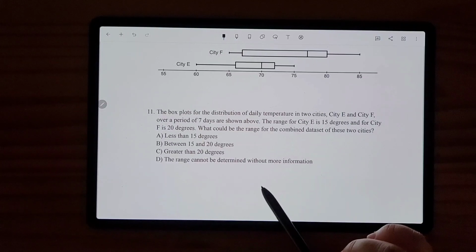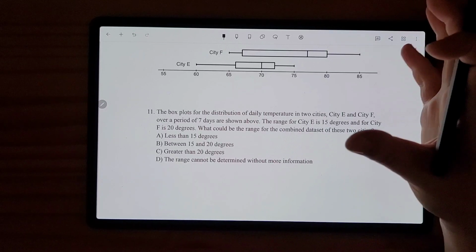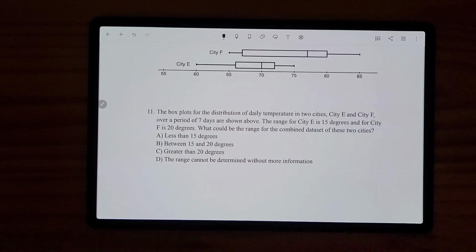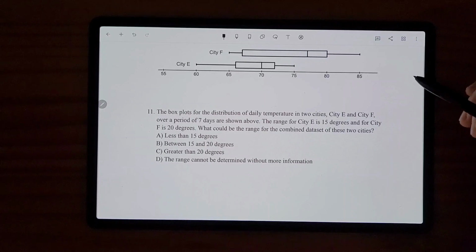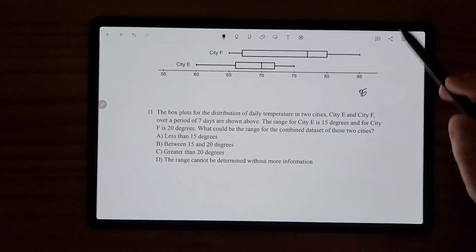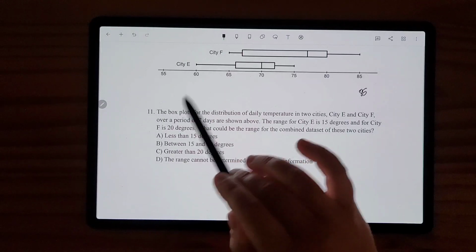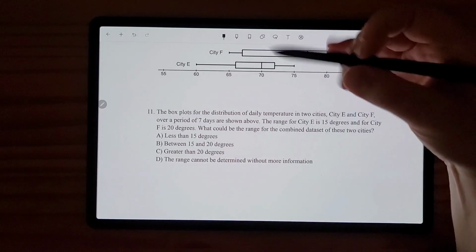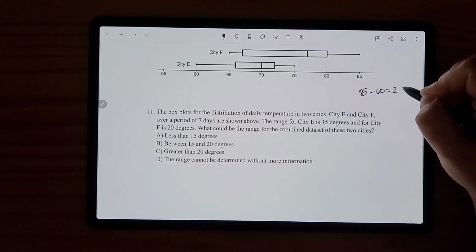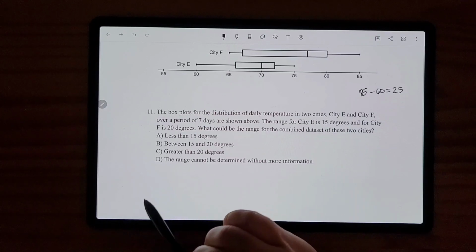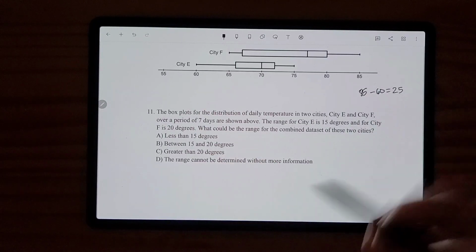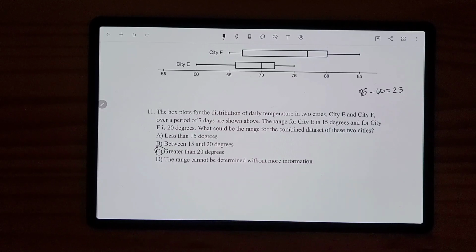Now we're trying to find the range for the combined data set of these two cities. So if we combine the data sets, let's think what is going to be the overall max and the overall min, because range would be max minus min. If we combine these, the absolute maximum value would be 85. That's the highest it can go. And the lowest, the minimum, would be 60. So you would have 85 minus 60, that equals 25. So which of these could be the range? The only one that matches 25 would be C, greater than 20 degrees.